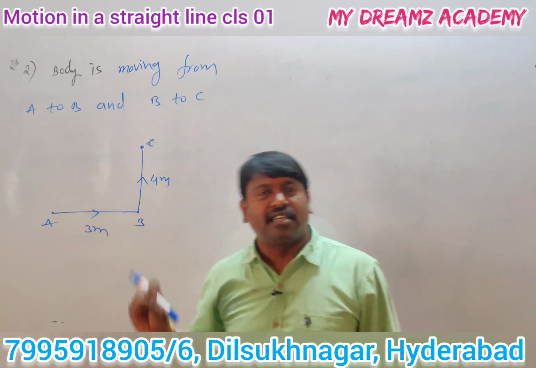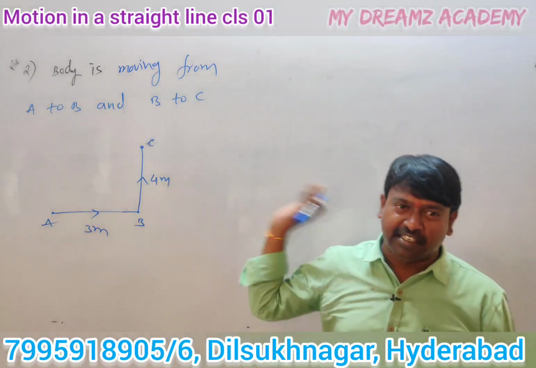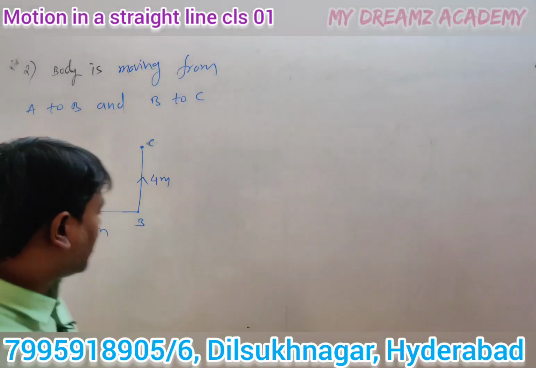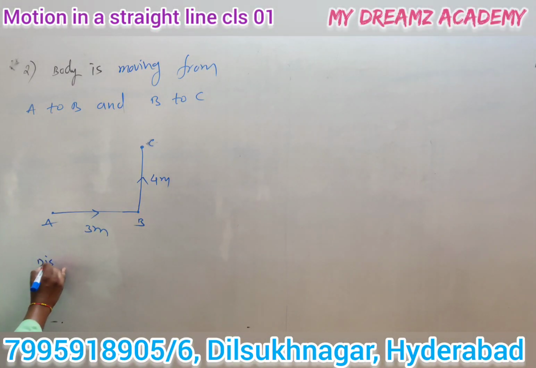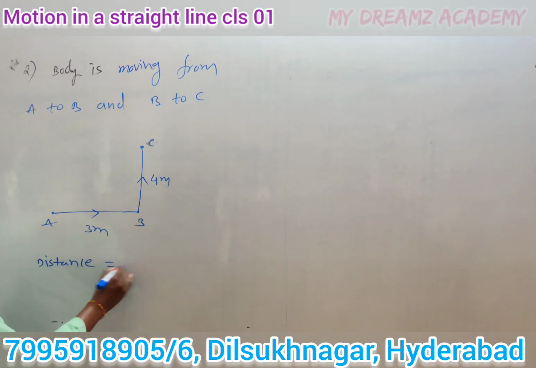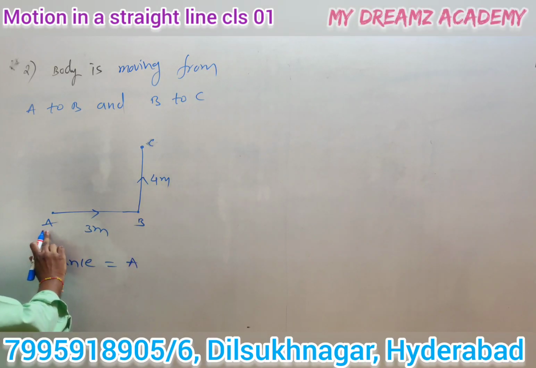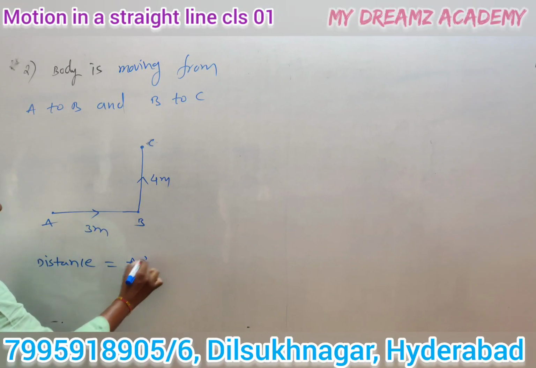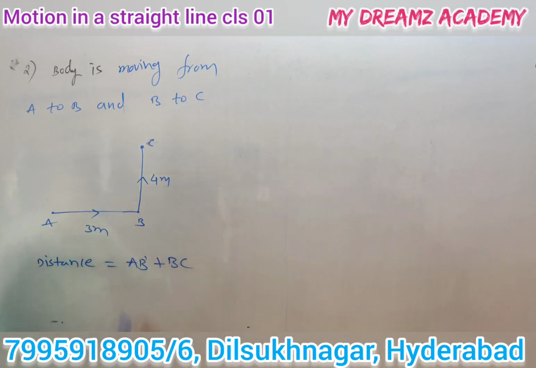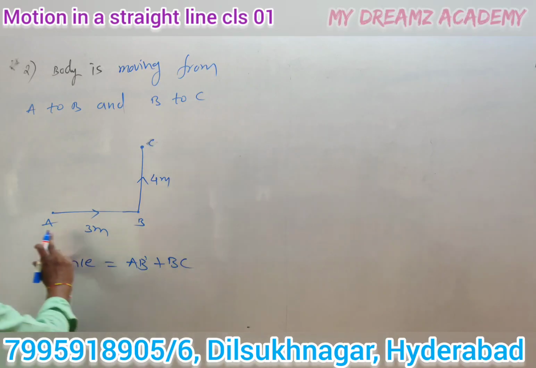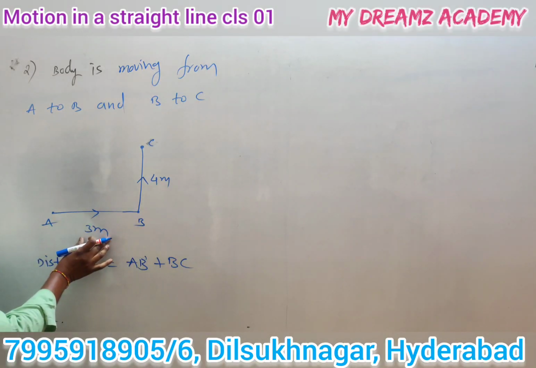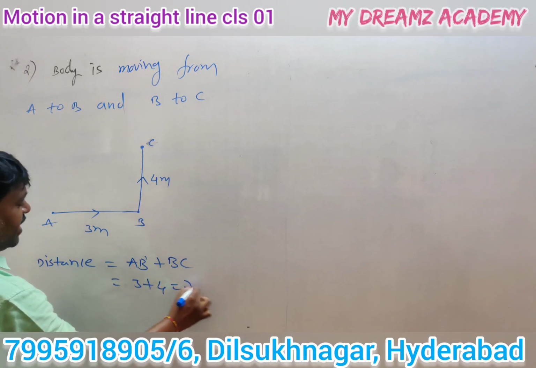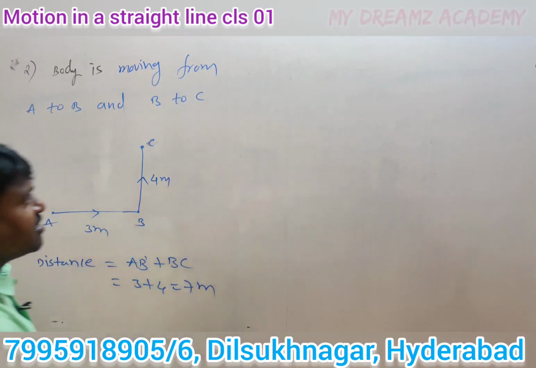What is the distance and displacement covered by the body in this case? Distance means the total path length. The total path length means A to B and B to C, so AB plus BC. AB is 3 meters and BC is 4 meters. So 3 plus 4, 7 meters is the distance.